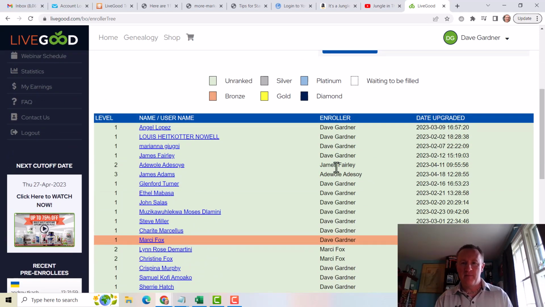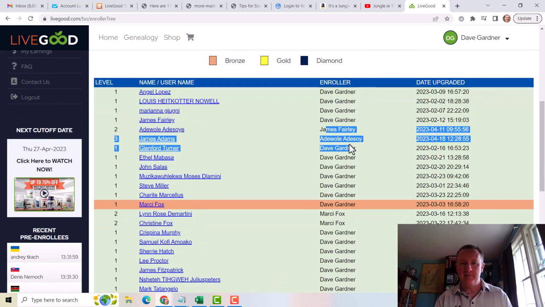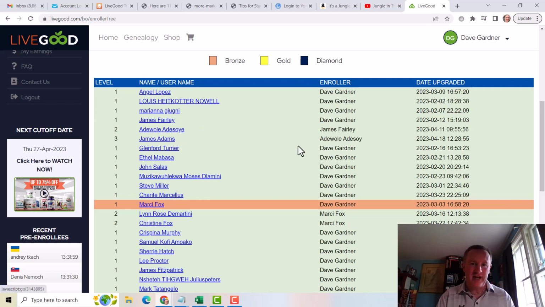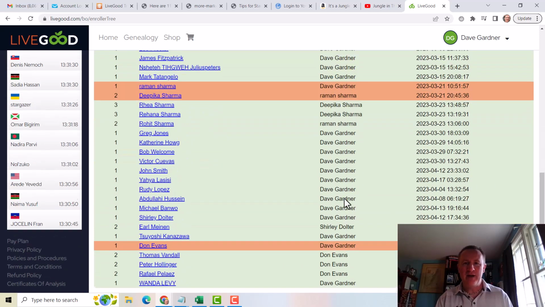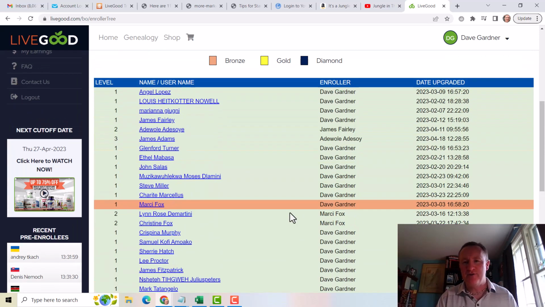The enroller is in the middle. So again, you see my name, and then we see James, and we see Adewale. So you can actually see who sponsored who. And again, so number 1, 2, and 3, James was sponsored by me. Adewale was sponsored by James. And then a different James was sponsored by Adewale. If we go down, again, you can see who sponsored who in there.